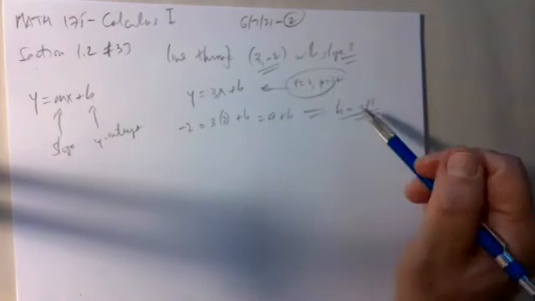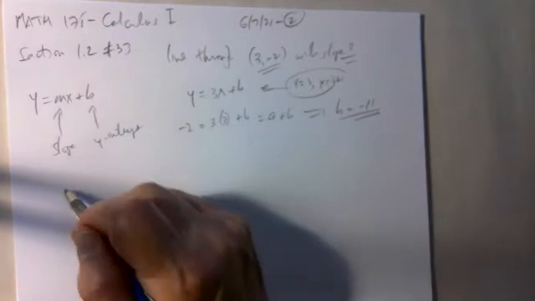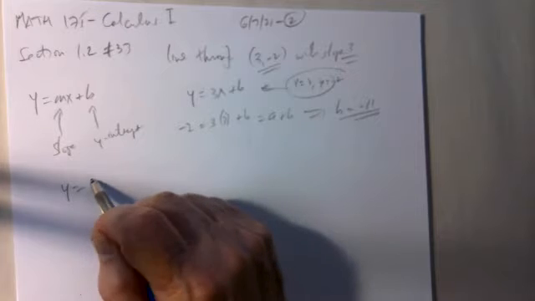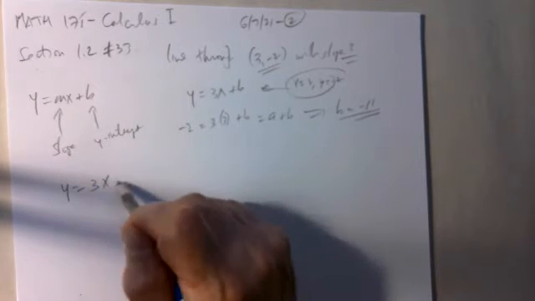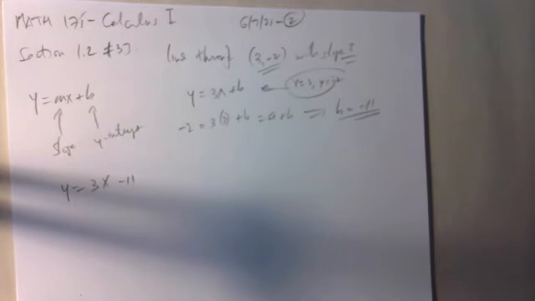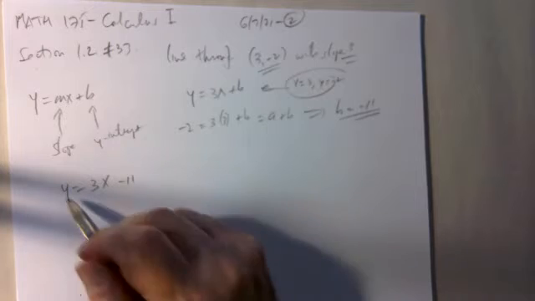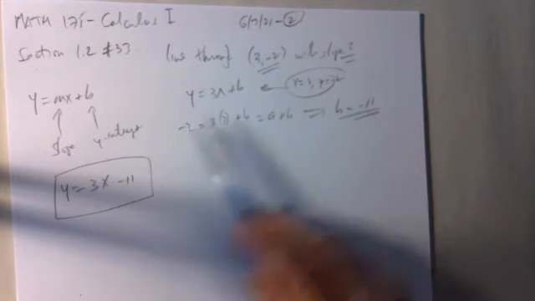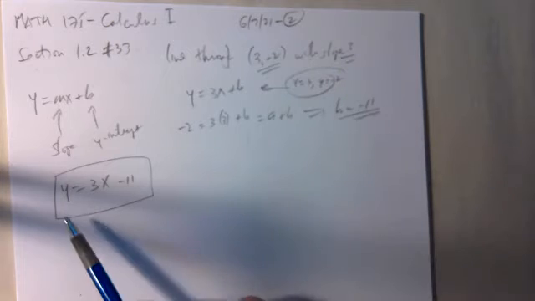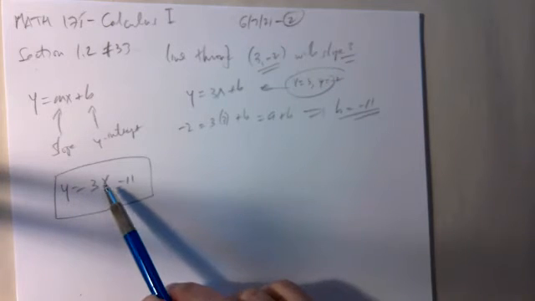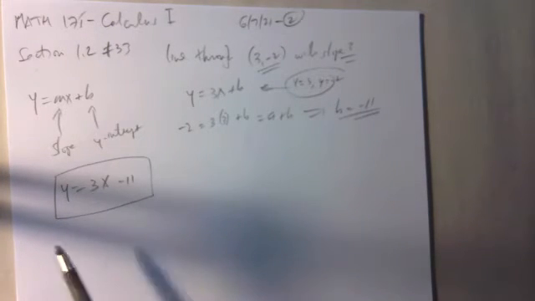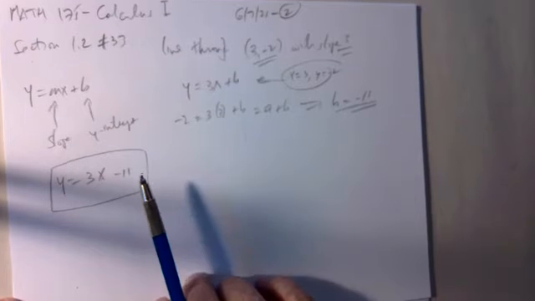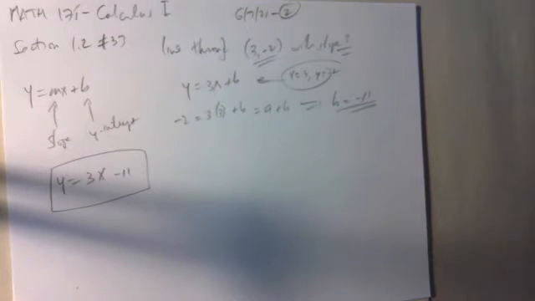So we know m and we know b. So y is 3x minus 11. And you can check, this is the equation of the straight line with slope 3, and it passes through the point (3, -2). Right? Any questions about that?